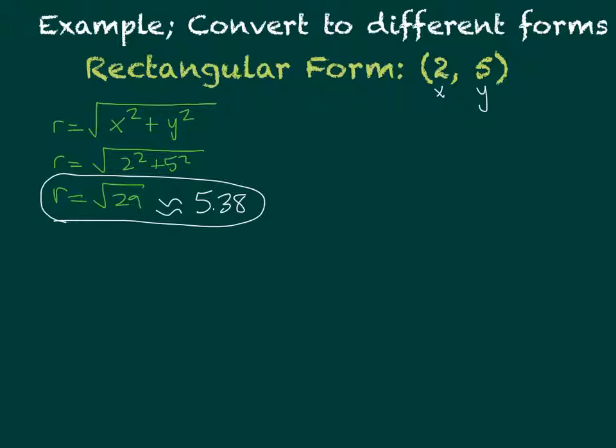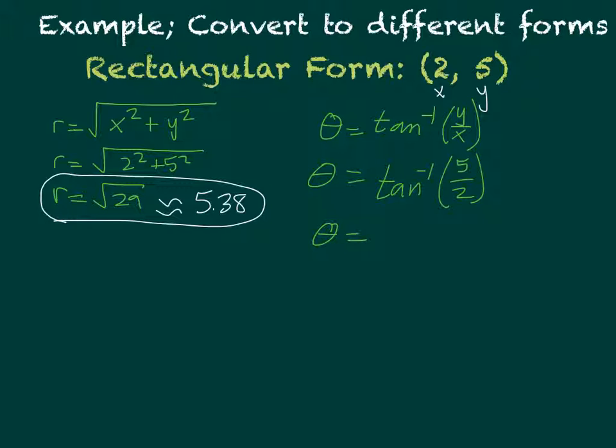Now we want to find our theta. Theta is equal to the inverse tangent of y over x. So that would be the inverse tangent of 5 over 2. So 5 over 2 is 2.5. So I'm going to take the inverse tangent of 2.5, which is going to give me theta equals approximately 68.19 degrees. And again, make sure your calculator is set in degrees and not radians.